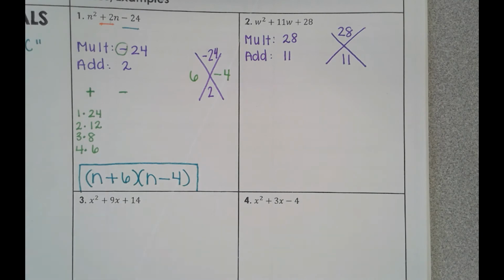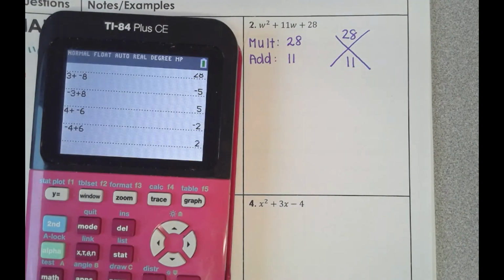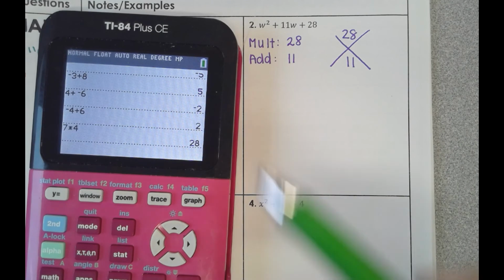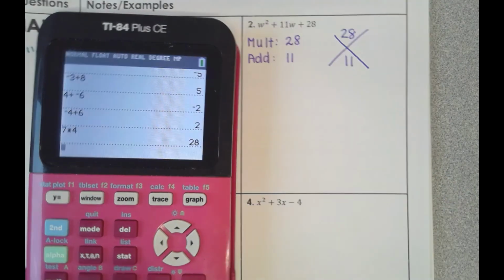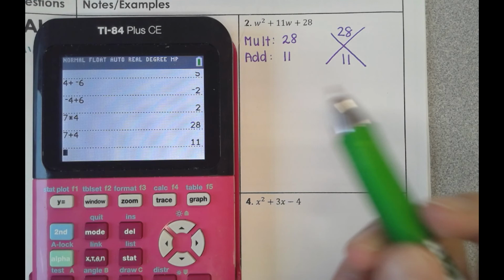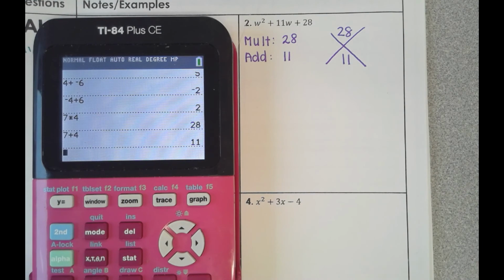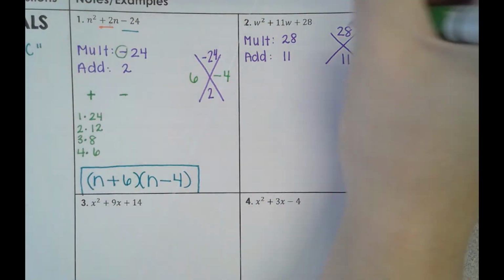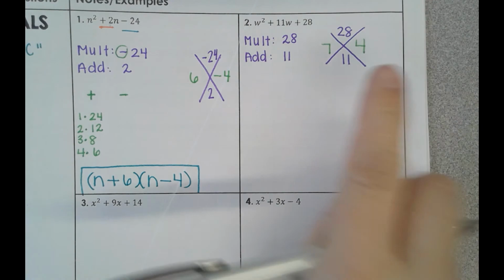Let's check here. 7 times 4, yeah, that's 28. 7 plus 4, yeah, that's 11. So our numbers are 7 and 4.